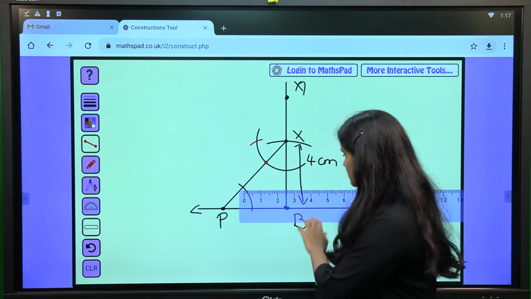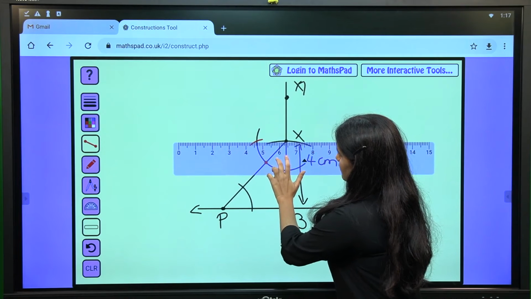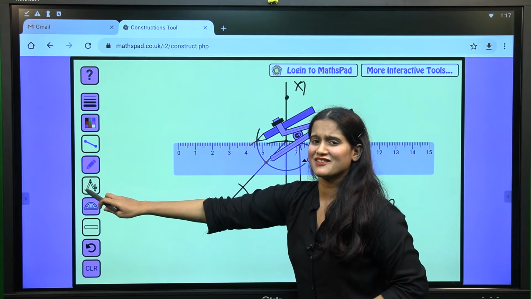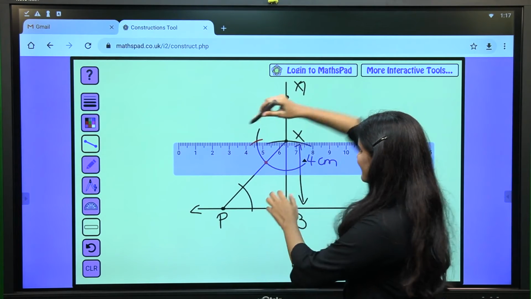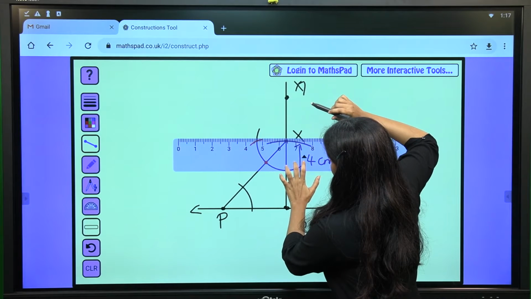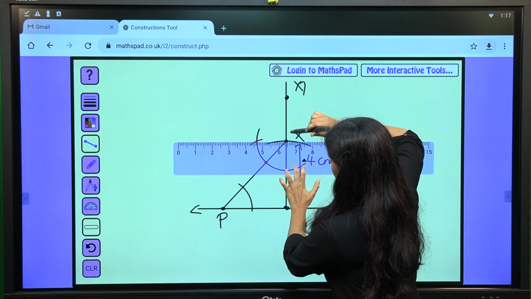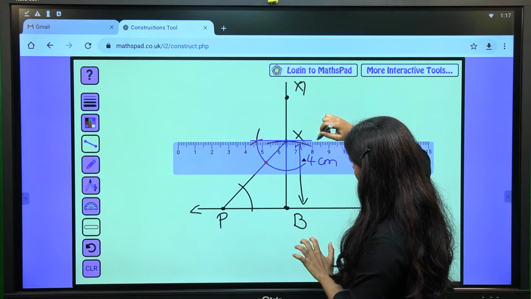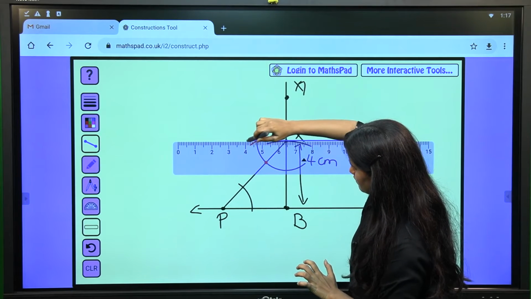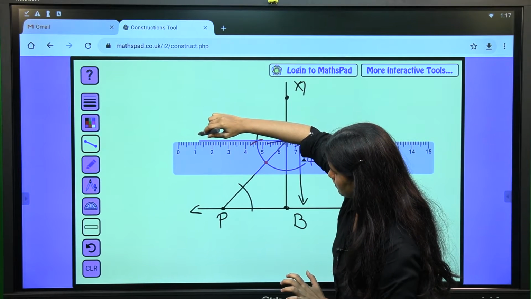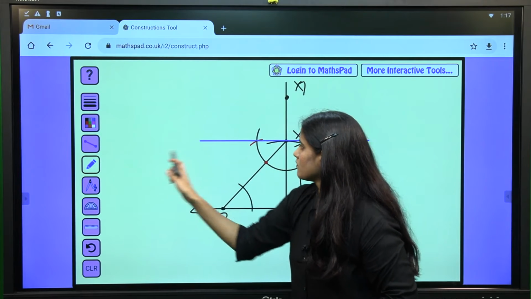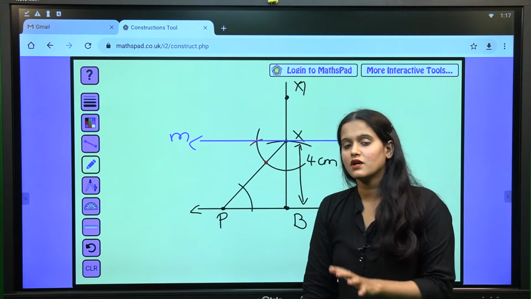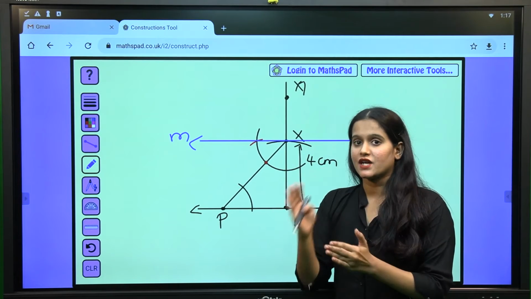So take a scale, place it properly here. So if you want, I'll take blue color. Whenever I change the color, this thing will pop up. Yeah. Be careful. Now this will be the line. Yeah. So this is how you can do the construction of a parallel line if they are given any condition like this.